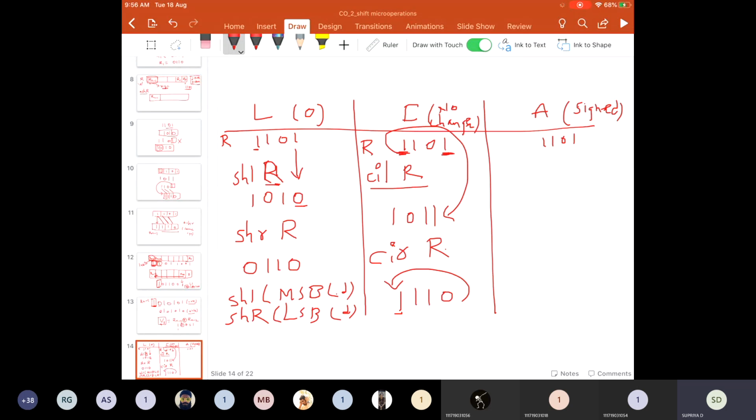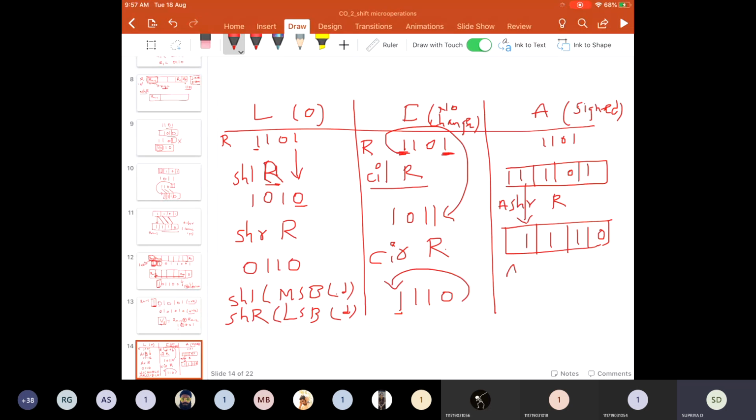Now arithmetic shift right, 1, 1, 0, 1. While performing arithmetic shift right, ASHR of register R, the most significant bit will not have any change. It will be retained directly. It will be 1, and the shift right operation is performed on the next bits, so it will be 110. The most significant bit is directly kept, and the same logical shift right operation is performed as we do.